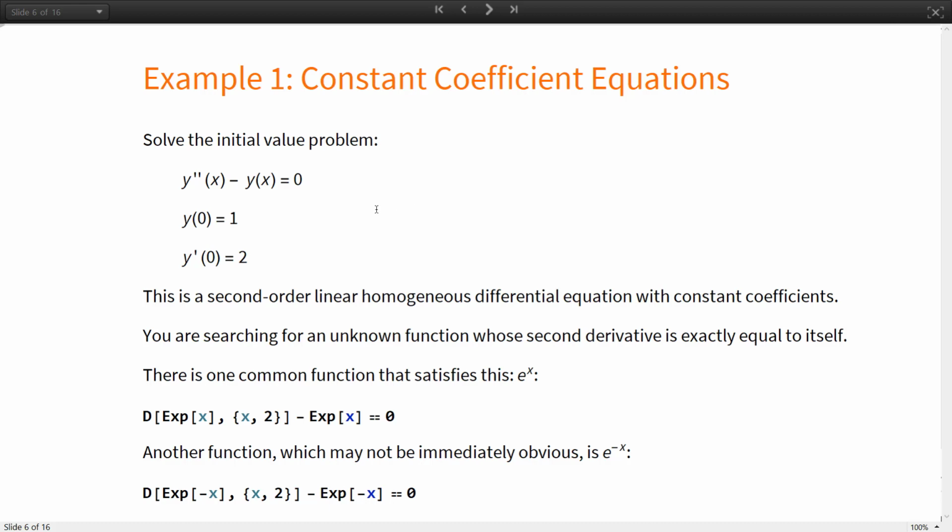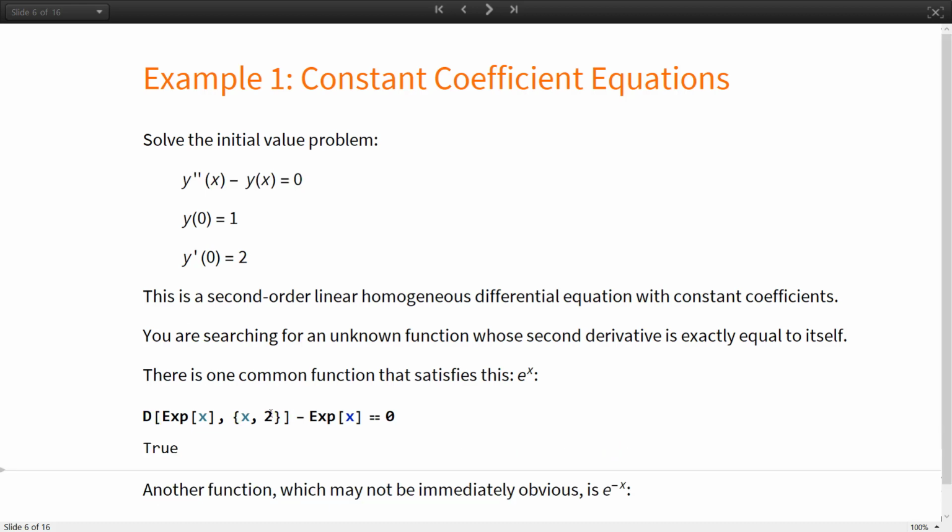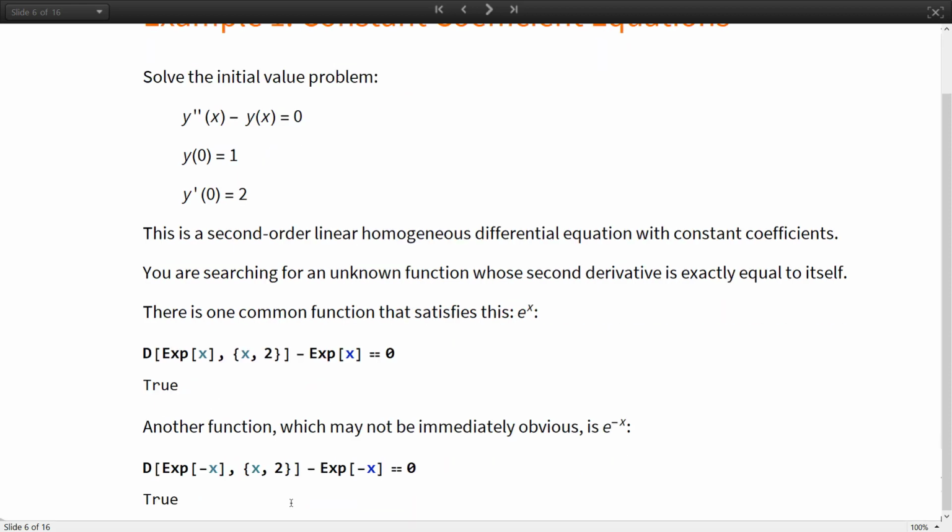Let's solve this linear homogeneous second-order differential equation with constant coefficients. In this case, the constant a equals 1, c equals -1, while b equals 0. The equation is subject to the initial condition that the function equals 1 at x equals 0, and the first derivative equals 2 at x equals 0. By looking at the equation, we can see that we are searching for a function whose second derivative is equal to the function itself. One such function is e to the x. Another function which satisfies this property but may not be as obvious is e to the minus x.